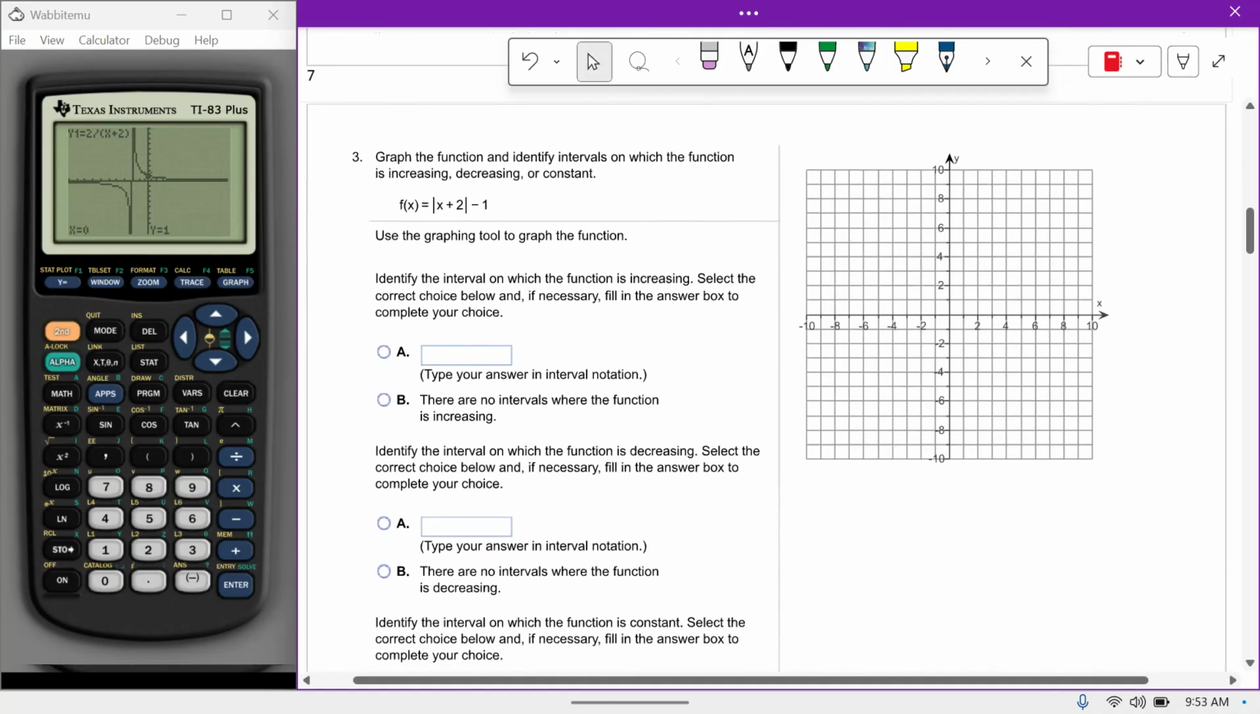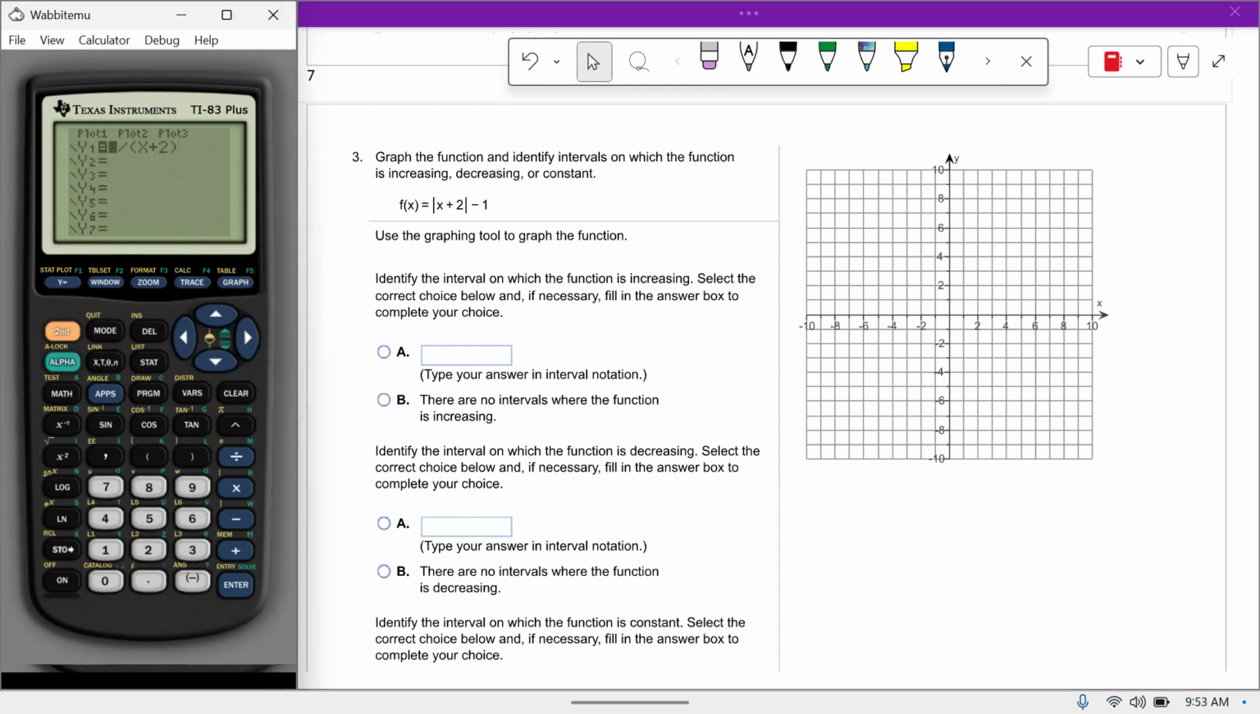All right. Let's graph this function. The absolute value of x plus 2 minus 1. So if we go y equals, clear it out. How do you put in absolute value symbols? Math. Go to number, hit absolute value. Now again, mine's older. Mine doesn't put in absolute value symbols. X plus 2. Absolute value of x plus 2 minus 1. If we graph it, it looks like that.